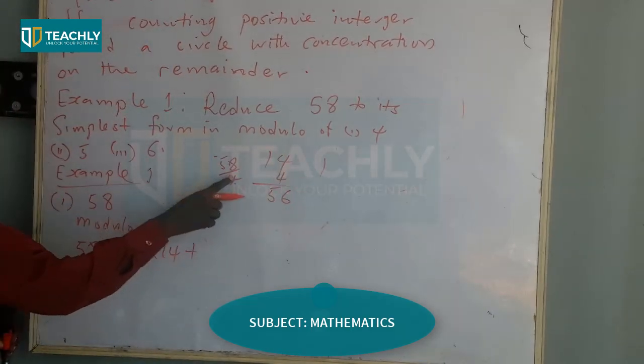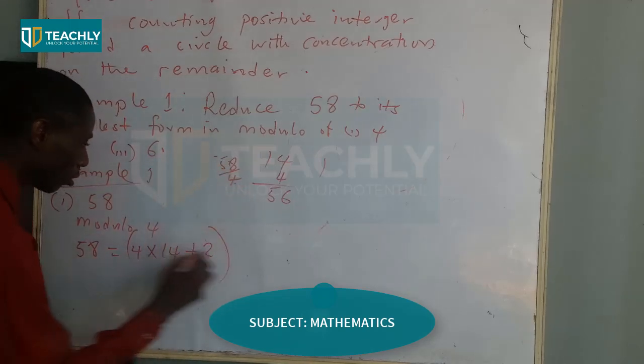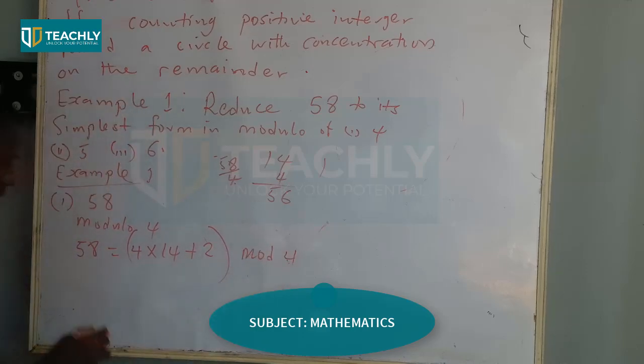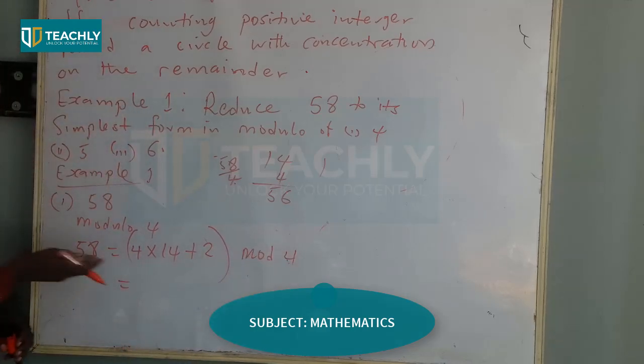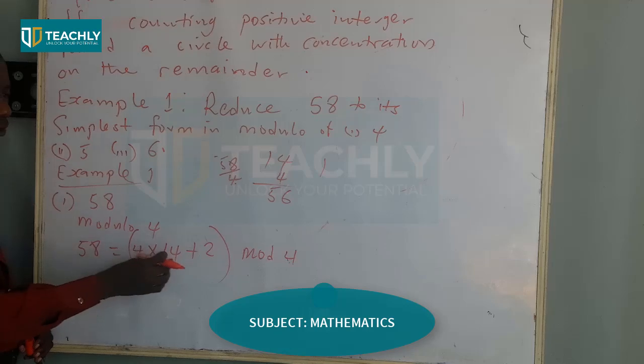And we take 56 away from 58, we remain with 2. So we are going to have modulo 4. What this means is that in 58, you can see 14, that's why I have 4 times 14, plus 2, which means remainder 2.